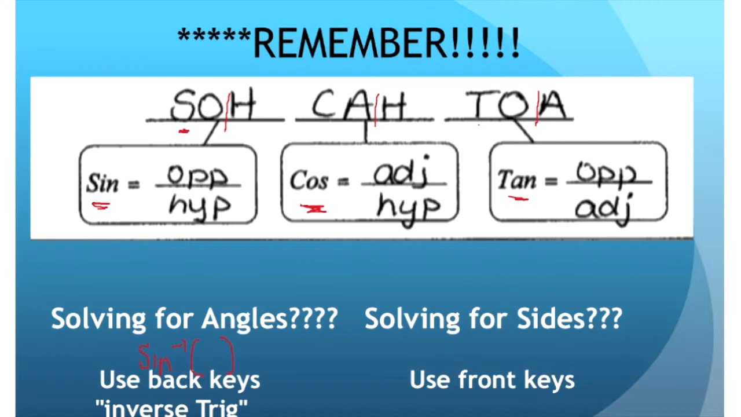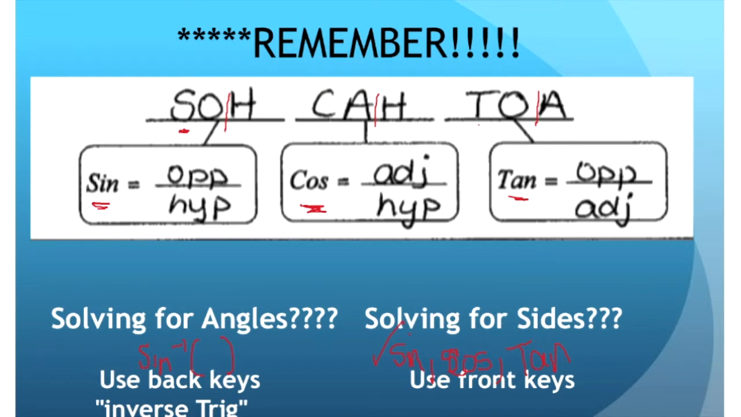And if you just use the keys on the front, which is just sine, cosine, and tangent, that's how you find the sides. So we're going to use the front keys to find the sides, and we're going to use the back keys to find the angle. Okay? So the back keys will look like this, and the front keys will look like this. So let's go. Let's get started.